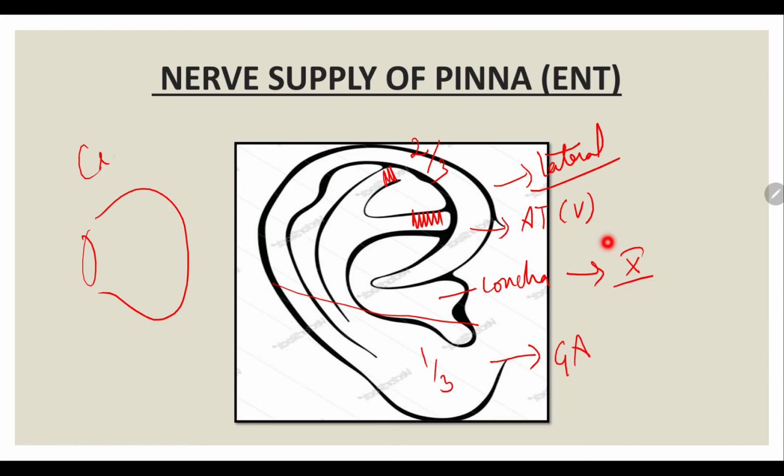Now coming to the cranial aspect or the medial aspect of the pinna, it is just opposite to the lateral aspect. Lower there it was 1 by 3. Now here it is lower 2 by third and upper 1 by third. The same nerve, greater auricular lower and upper, it is lesser occipital. Again on the conchal side, on the medial most side or cranial most side, it is the vagus nerve.